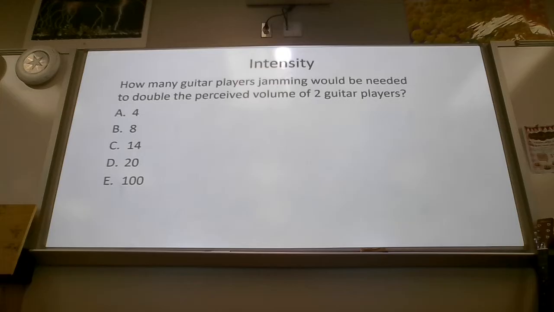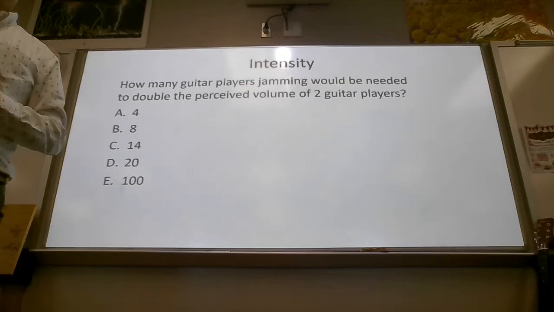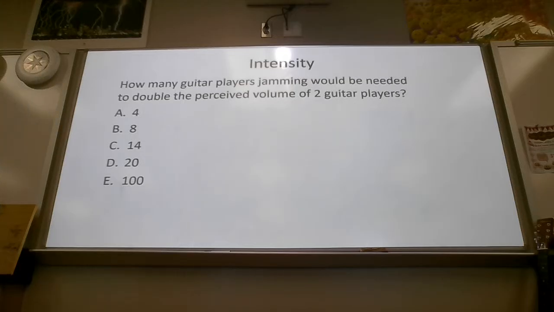Got your neighbor? Yeah. Well, you need 10 the first time, and then you need 10 again. So maybe. Okay. Correct answer is? Correct answer is D.